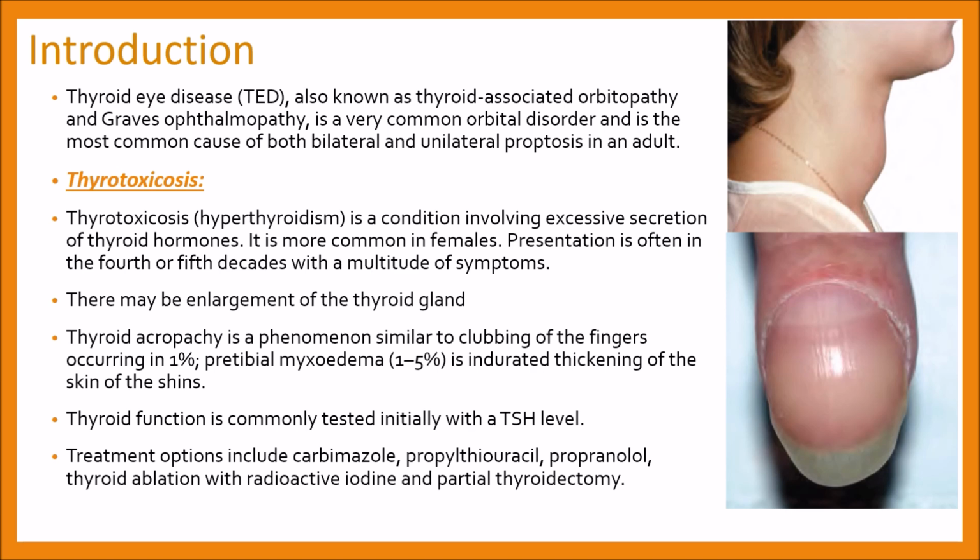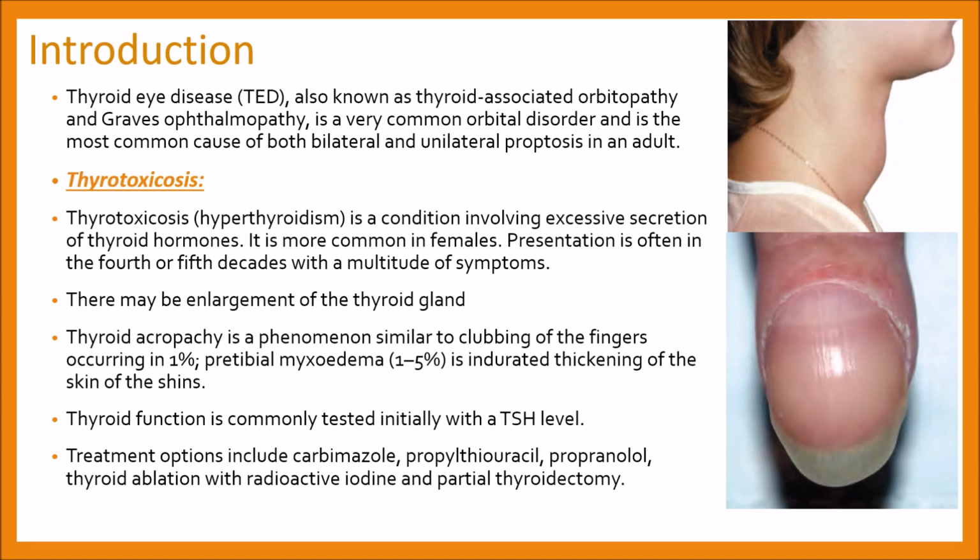Thyrotoxicosis or hyperthyroidism is a condition involving excessive secretion of thyroid hormones. Graves' disease, the most common form of hyperthyroidism, is an autoimmune disorder in which IgG antibodies bind to thyroid stimulating hormone receptors in the thyroid gland and stimulate secretion of thyroid hormones. It is more common in females and may be associated with other autoimmune disorders.